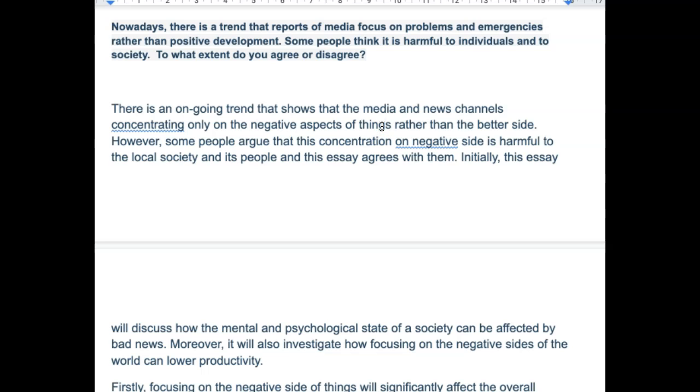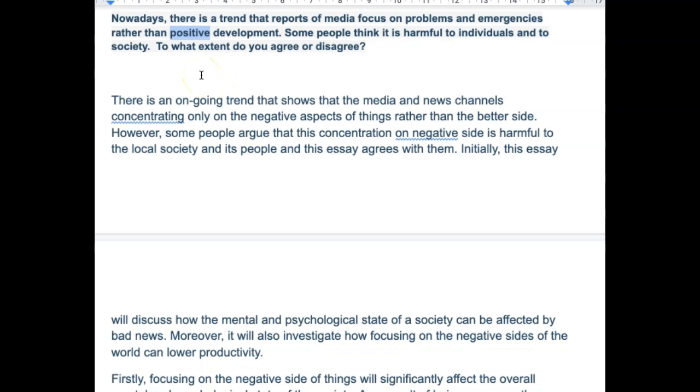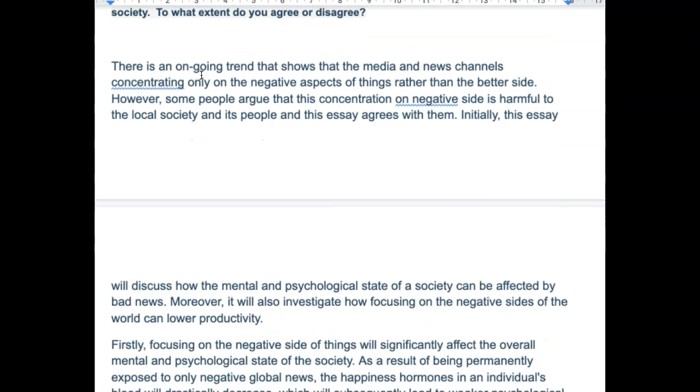Okay, rather than the better side. What could we say instead of better? Uplifting. You've got positive in the question. Or rather than the positivity, we can just look at what is the root here, and then look for variations. And that way we can kind of sidestep the repetition rule.